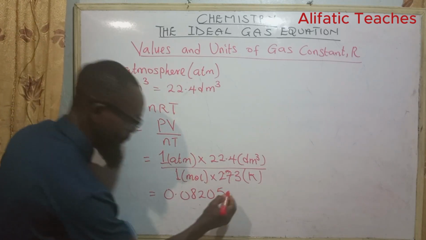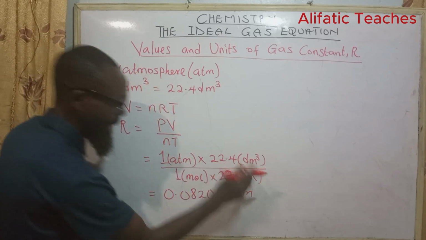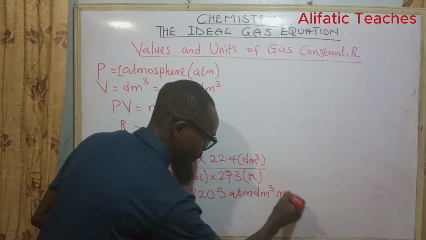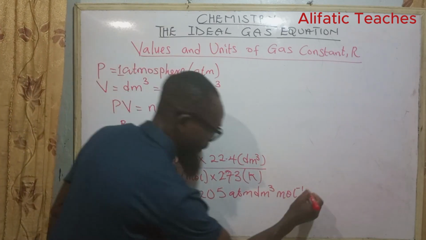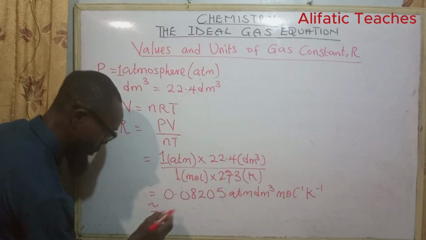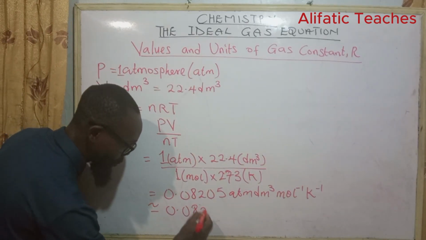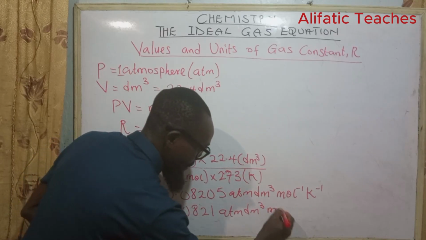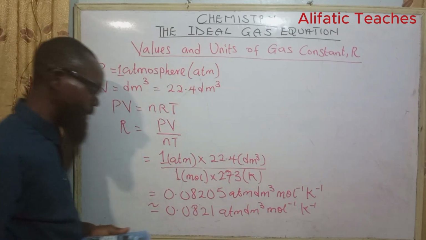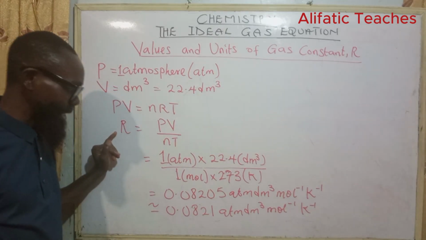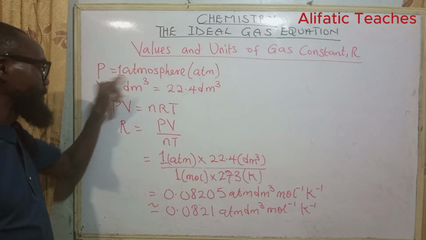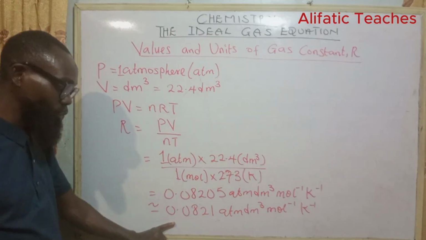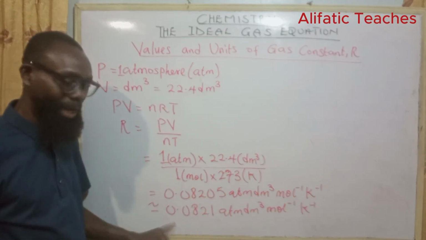So now this is atmosphere, dm cube. This is divided by mole. It gives per mole. Then divided by Kelvin, per Kelvin. So approximately 0.0821 atmosphere dm cube per mole per Kelvin. So this is the unit of the gas constant. When our pressure is in atmosphere, our volume is in what? Decimeter cube. So we have it to be 0.0821 atmosphere dm cube per mole per Kelvin.